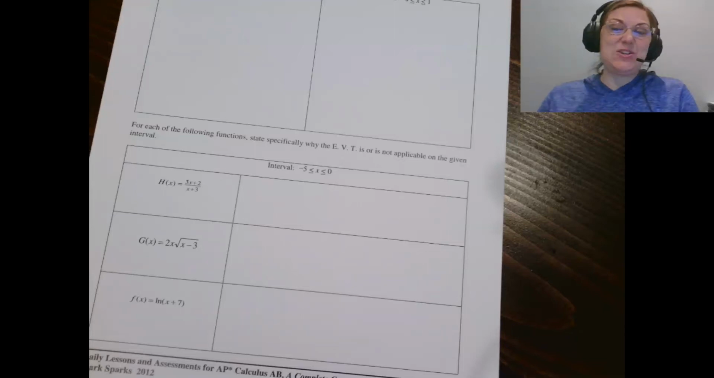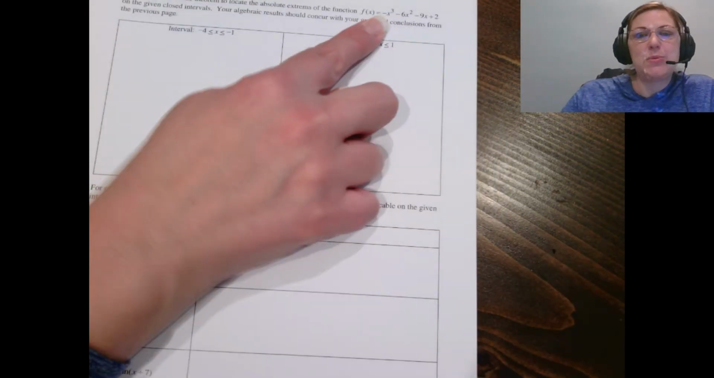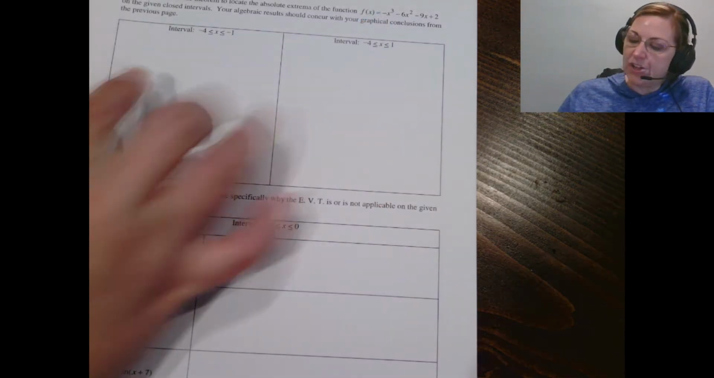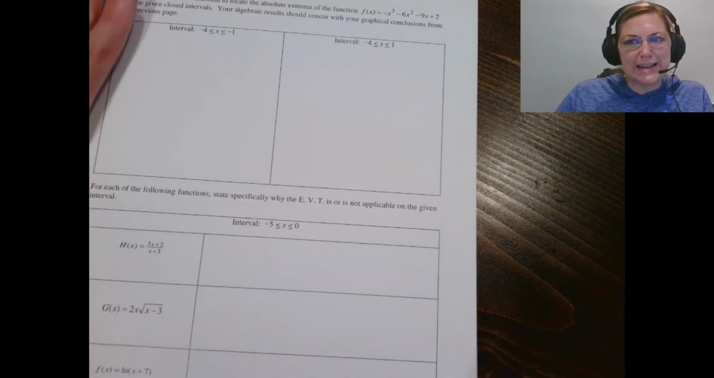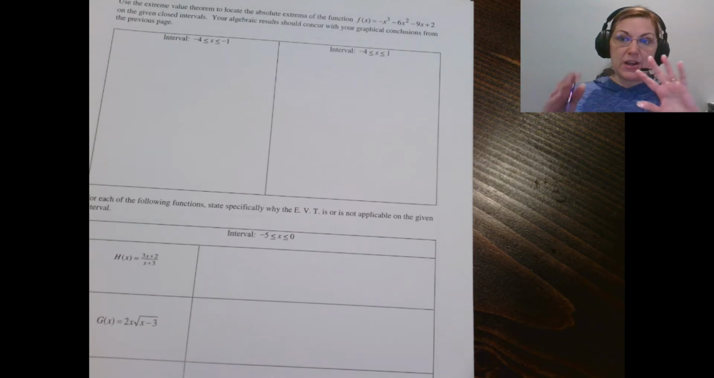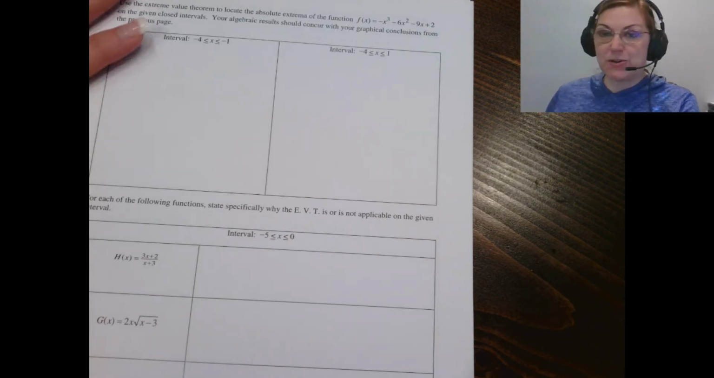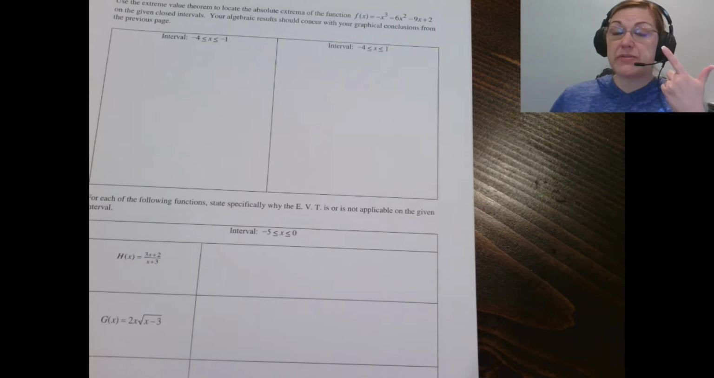Let's continue our discussion of the extreme value theorem here. We're going to take a look at the equation negative x cubed minus 6x squared minus 9x plus 2. We're going to look at it on two different intervals and see if we can algebraically identify the extreme values here. So in order to identify extreme values, remember those can happen where the derivative equals 0, where the derivative is undefined, or at one of the endpoints.